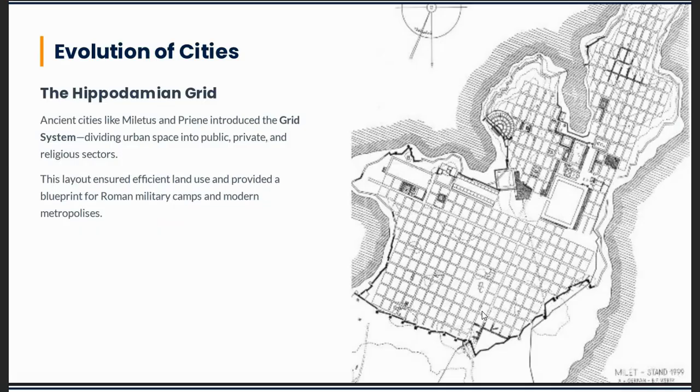Evolution of cities. The Hippodamian grid. This was one of the ancient grid systems that gave a basis for town planning. Ancient cities like Miletus and Priene introduced the grid system, dividing urban space into public, private, and religious sectors. This layout ensured efficient land use and provided a blueprint for Roman military camps and modern metropolises.